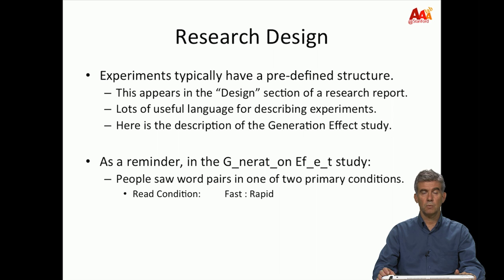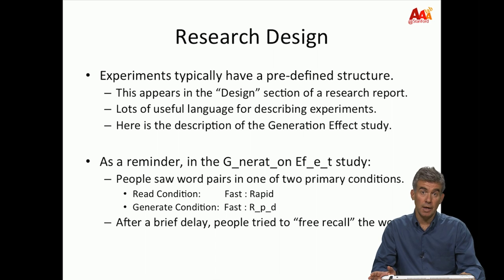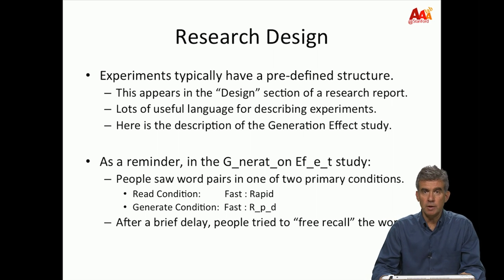One condition was the read condition, and so you'd see a pair of words and you just had to read them, so you'd go fast, rapid. In the second, the generate condition, we would leave words out, and you had to figure out what that second word was and then read it. And you can do this pretty quickly. They weren't meant to be puzzles, but you had to do a little work to figure it out. And then after a delay, you tried to free recall the words. That means that you didn't recognize whether you saw them. You just had to remember them and write them down. So that's called a free recall.